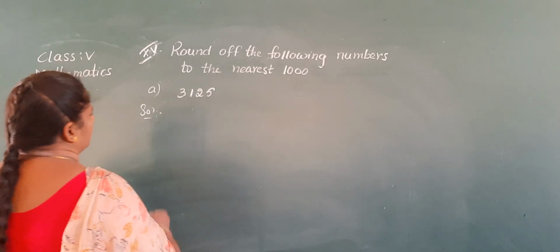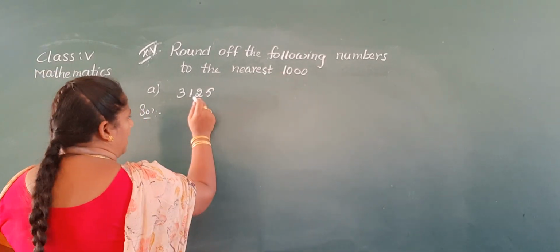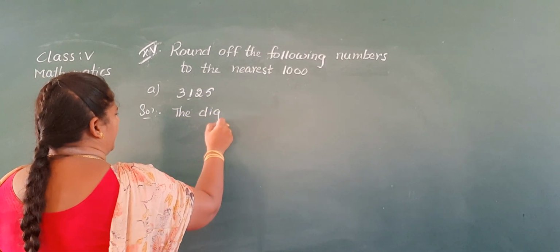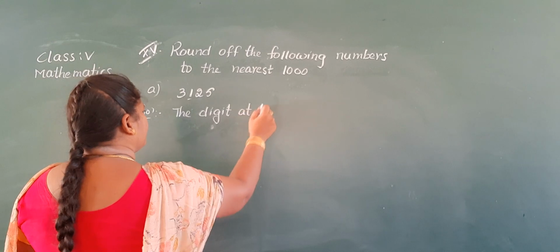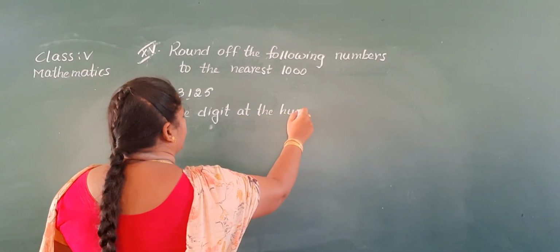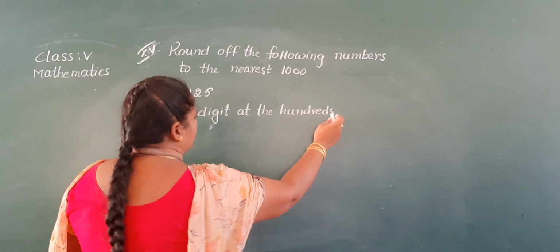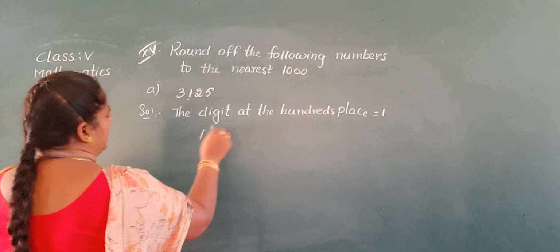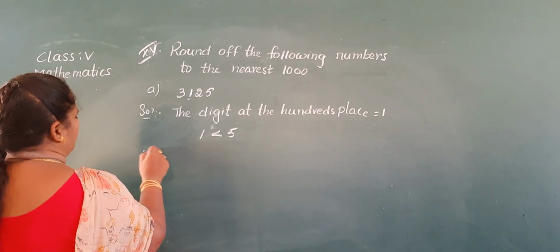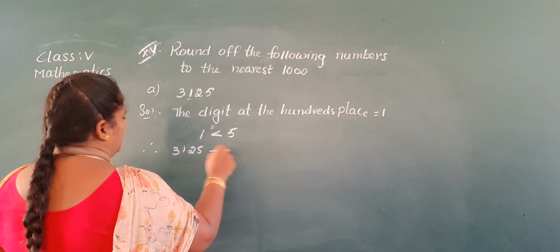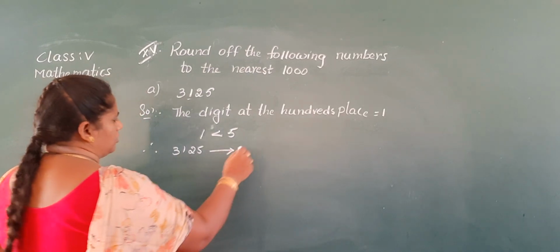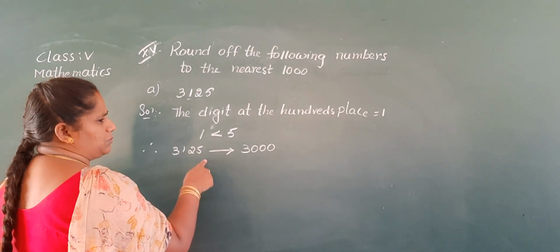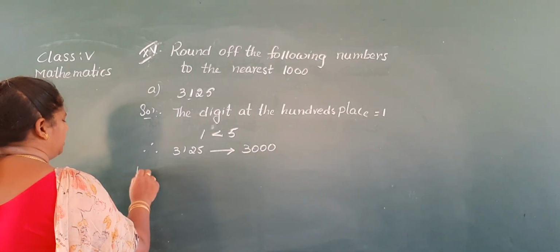They're asking 1,000, so you have to look at the digit at the hundreds place. So the digit at hundreds place is equal to 1. Okay, here 1 is less than 5. Therefore, 3,125 is rounded off to the same thousands only. That is 3,000. Okay, and the hundreds, tens, ones places are equal to 0. Finish.